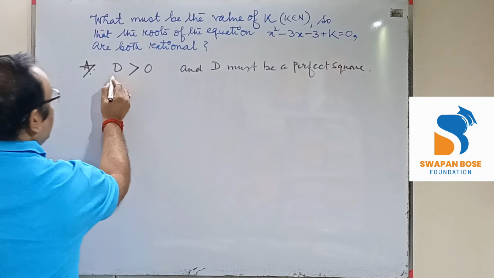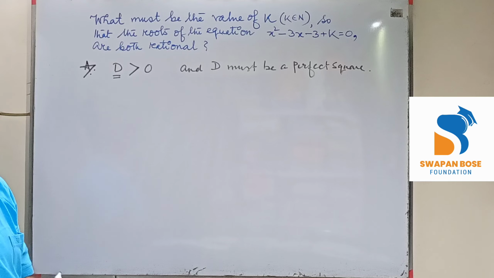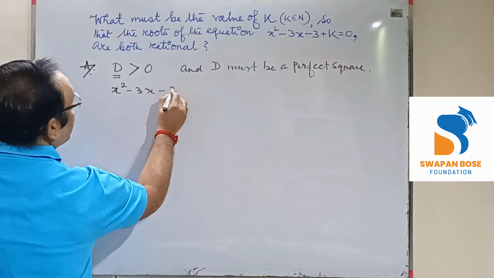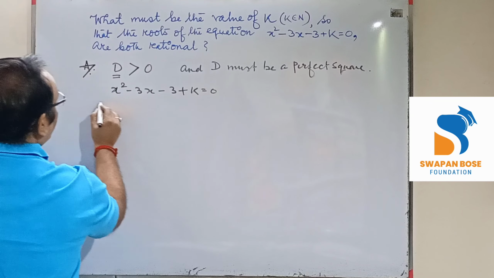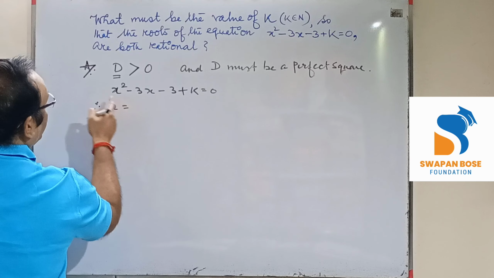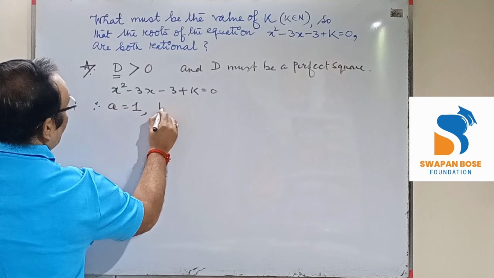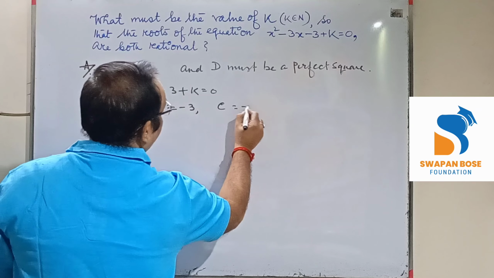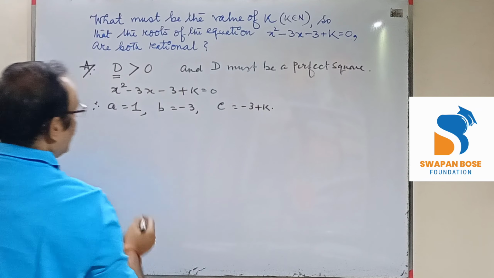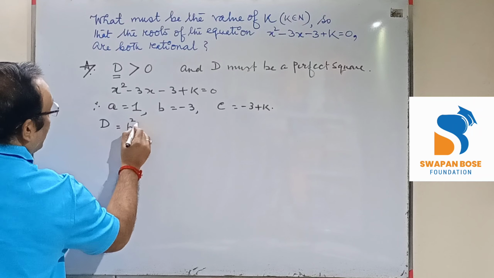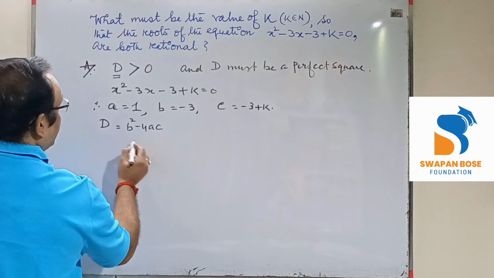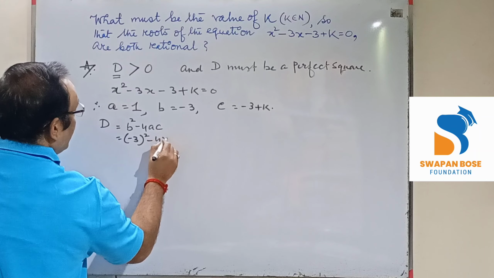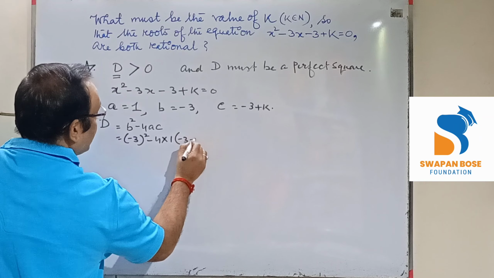Now we know what is D. D is the discriminant. Discriminant is equal to b square minus 4ac. So here the equation is given x square minus 3x minus 3 plus k equal to 0. If I compare, I'll get the coefficient of x square, a, as 1, coefficient of x, that is b, as minus 3, and the constant c as minus 3 plus k. So I'll calculate D. D is equal to b square minus 4ac, that is minus 3 square minus 4 into 1 into minus 3 plus k.